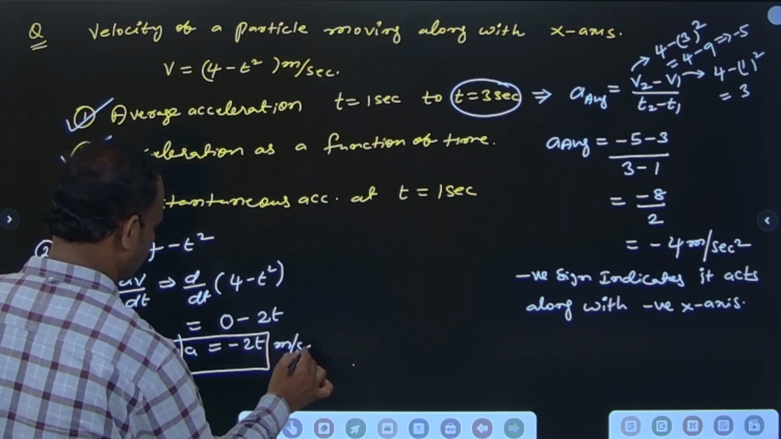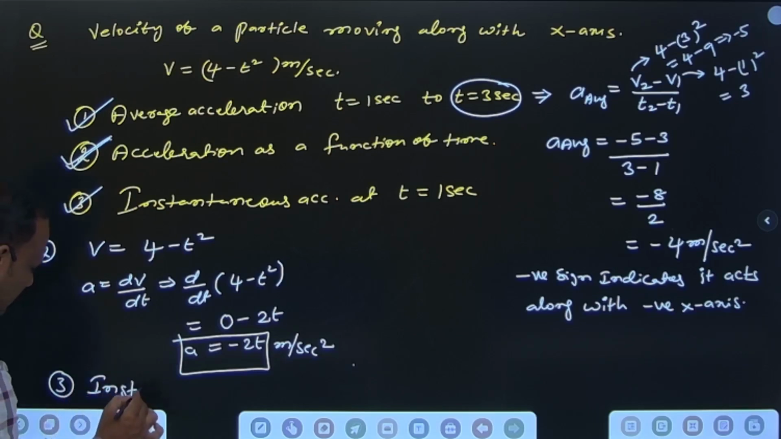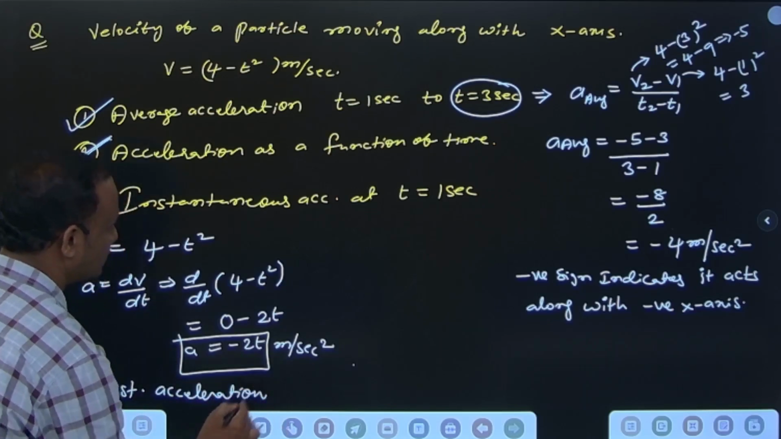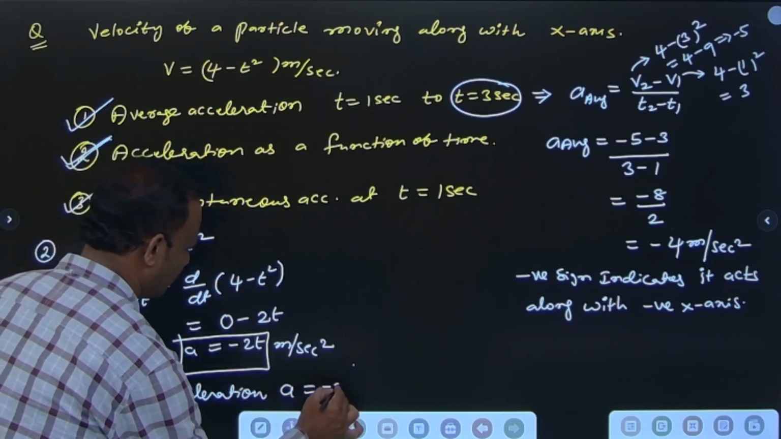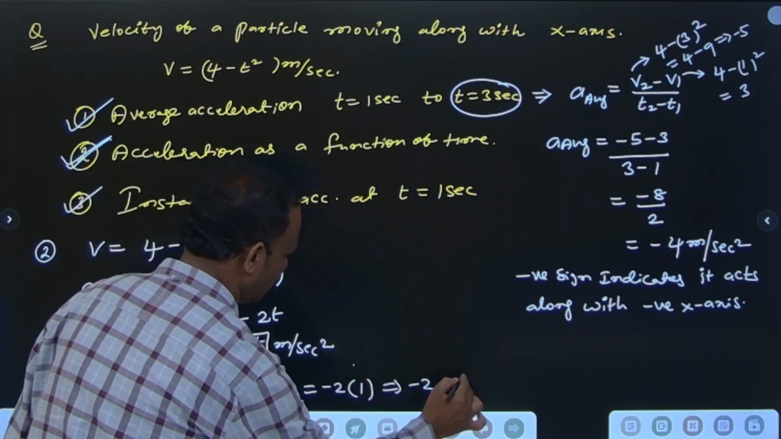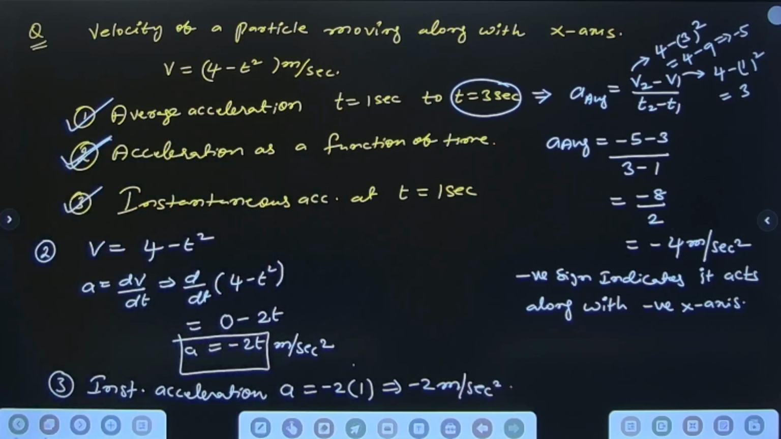The unit is meter per second square. For the third one, instantaneous acceleration: a = −2t, with t = 1, gives −2 meter per second square. This type of question will be asked based on this.